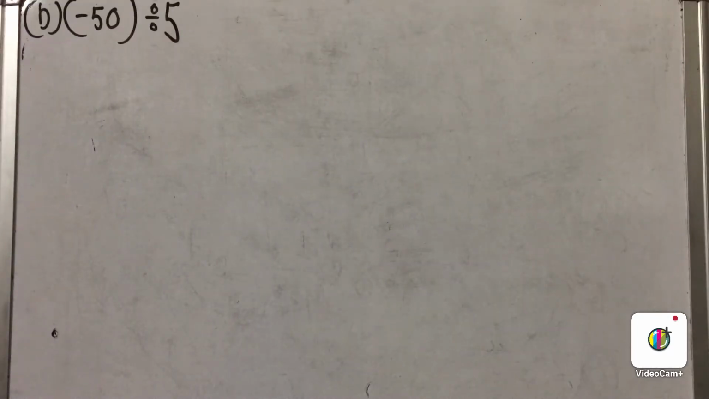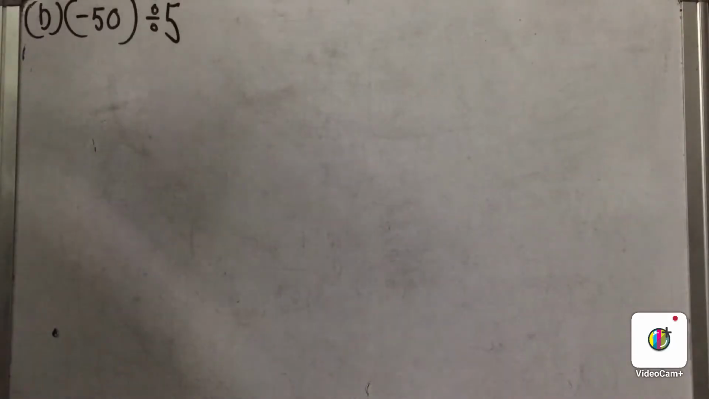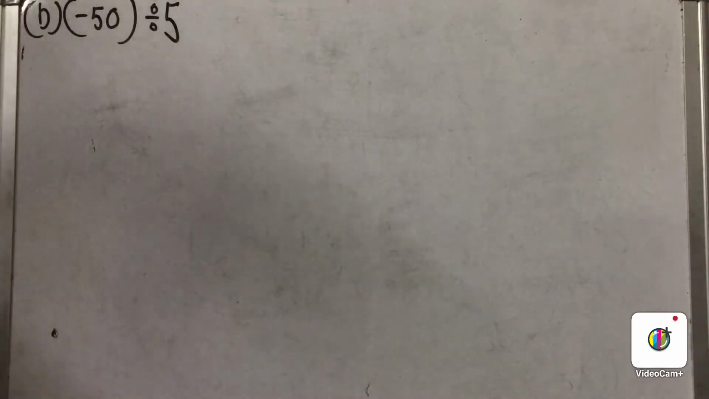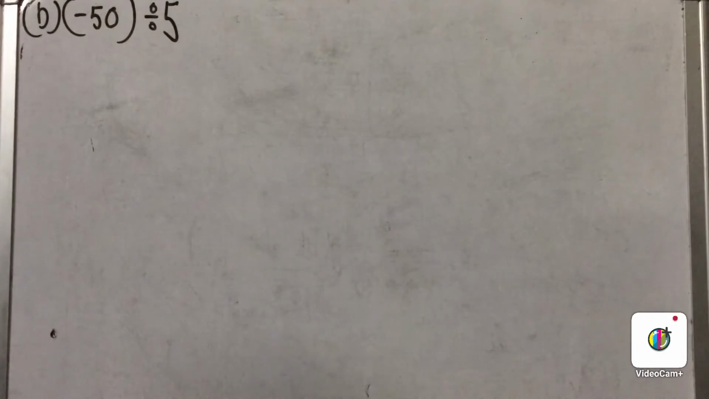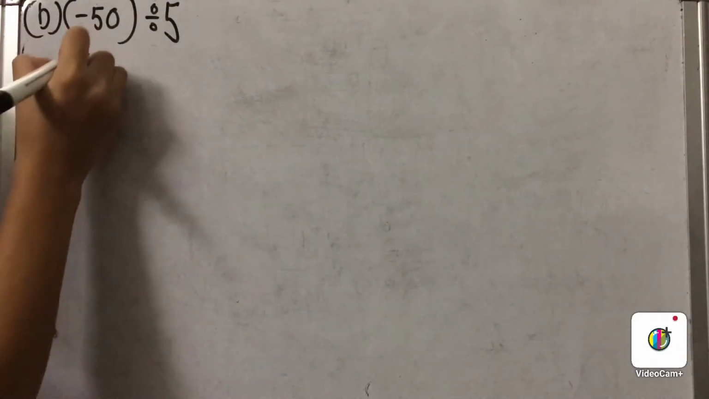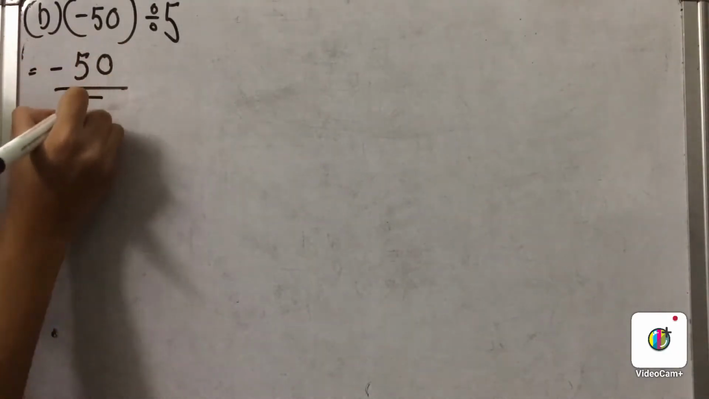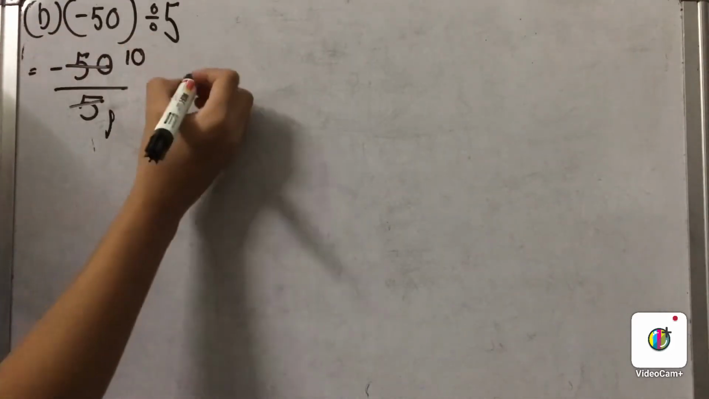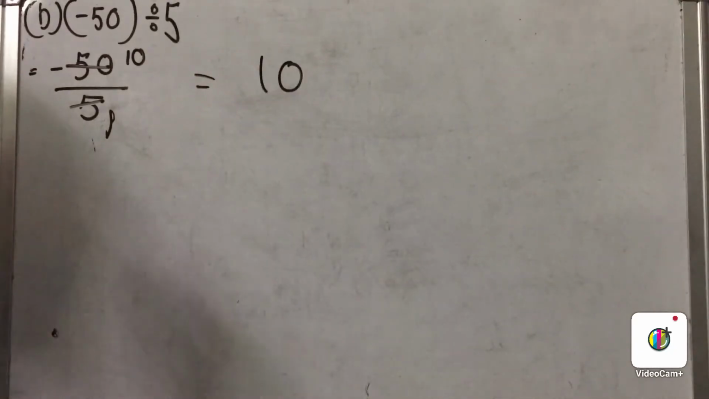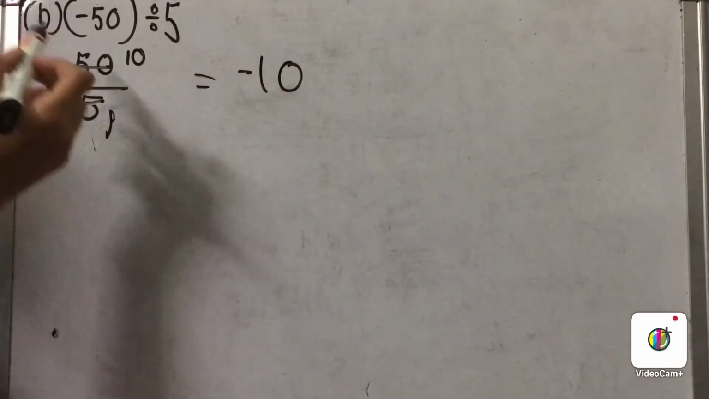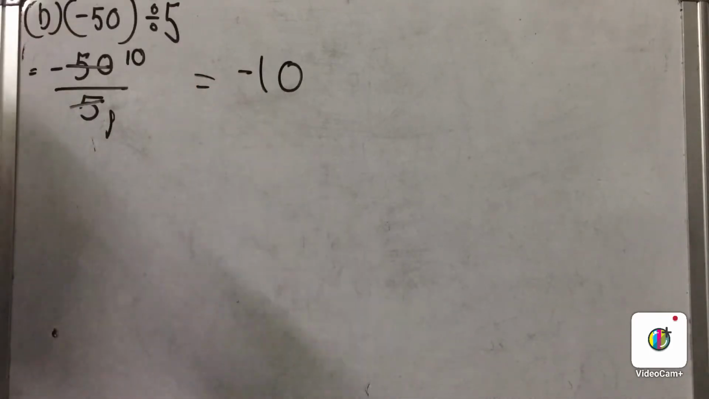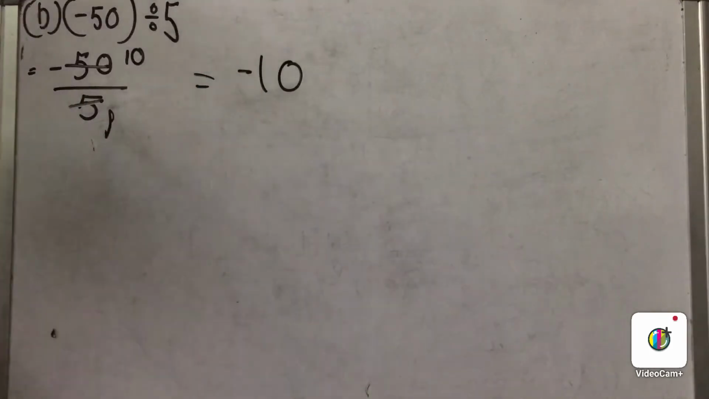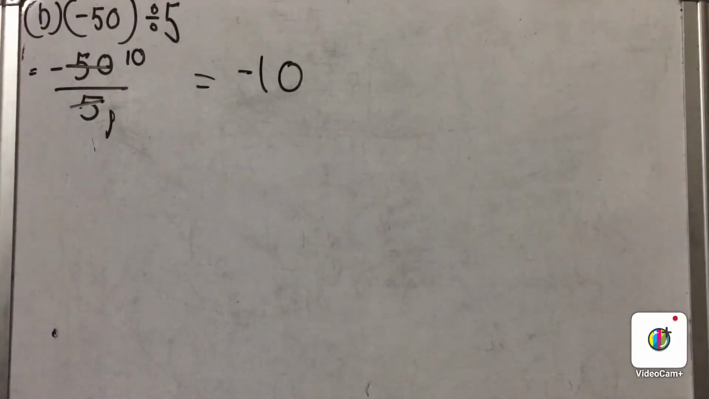So now moving to our B part. What is our B part? Minus 50 divided by 5. You have to do all the questions the same way as we have done the A part. So let us solve it. You will write here minus 50 divided by 5, and 5 ones are 5, 5 tens are 50. So this will be 10 but in minus, because plus minus is minus. So this will be minus 10. This was our part number B.